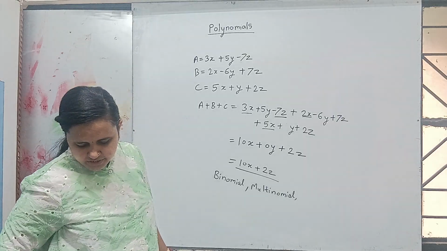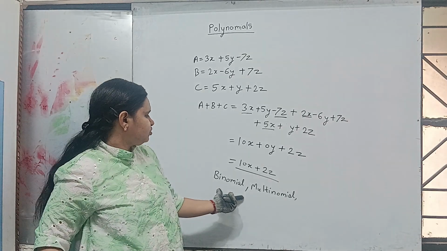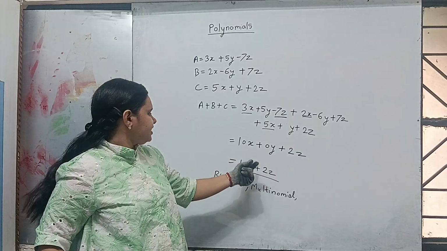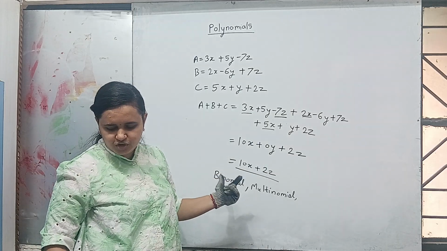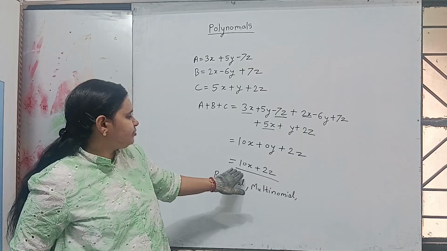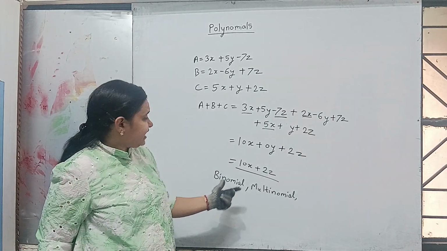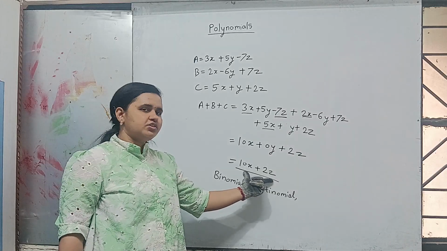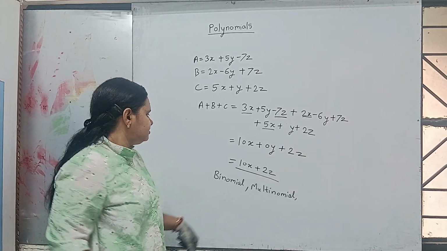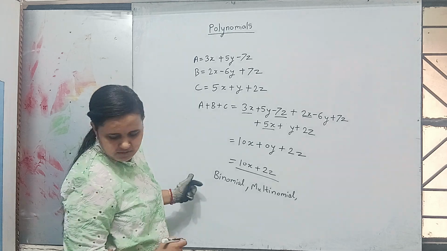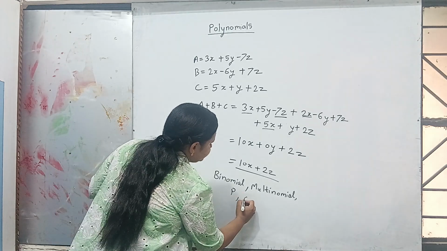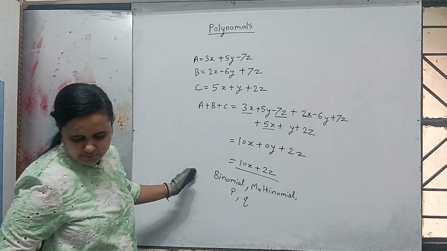Now, is it a cubic polynomial? No. Cubic polynomial means having degree 3. It is not a cubic polynomial. Is it a quadratic polynomial? No. It does not have degree 2. Is it a trinomial? No. It has only two terms, so it is only a binomial. So options are P and Q. Binomial and multinomial.